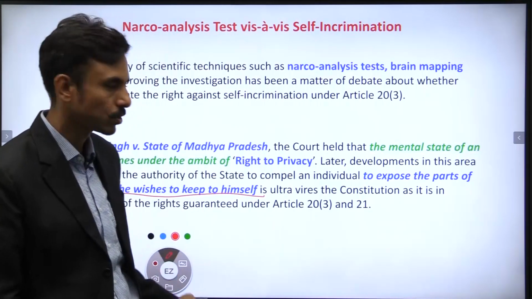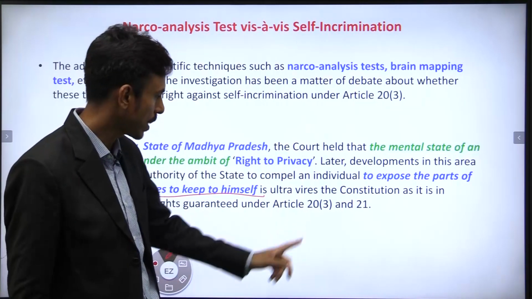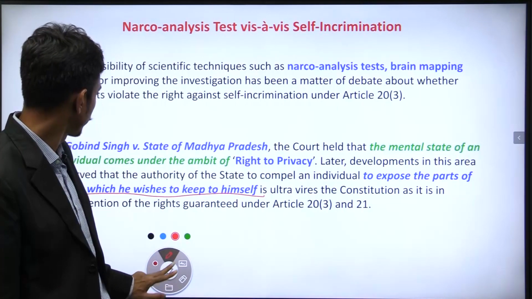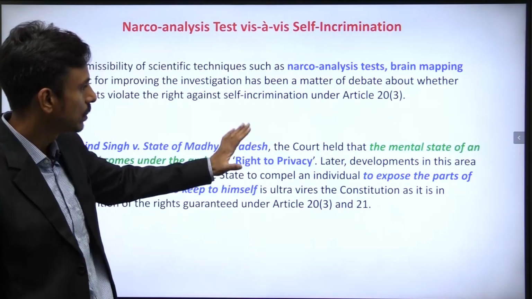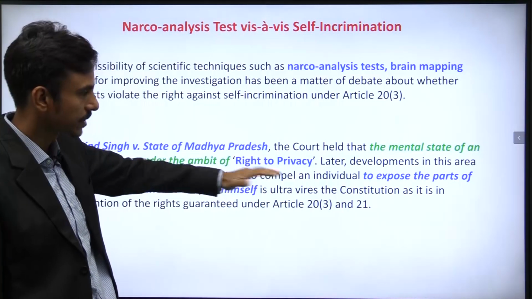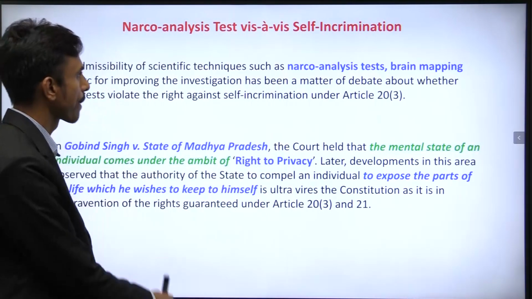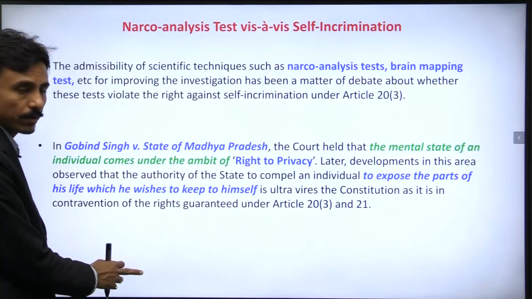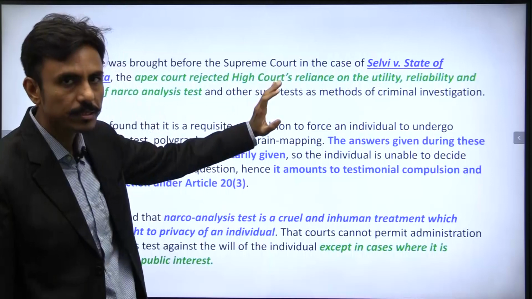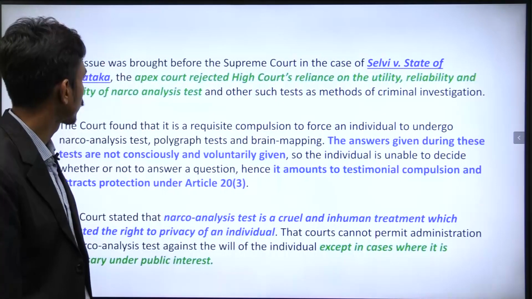It is ultra vires to the constitution, as it is in contravention to the rights guaranteed under Article 20 clause 3 and 21, right? So in this sense, in Govind Singh versus State of Madhya Pradesh, the narco analysis test and the brain mapping test were rejected, as they are against the right to privacy and Article 20 clause 3.